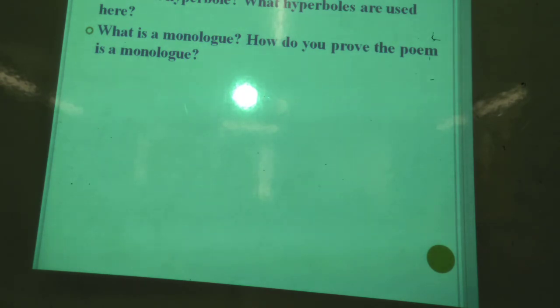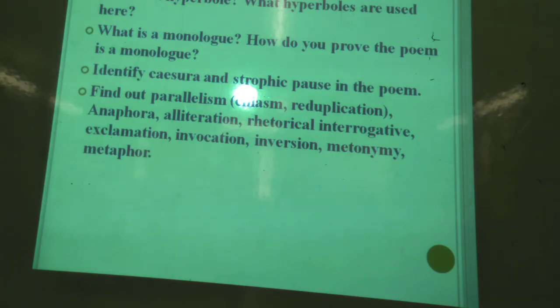Identify the caesura and pseudonymic pause. You may not be that familiar with this one. The last thing is parallelism, already we have mentioned. Reduplications, anaphora, alliteration, rhetorical questions. Then interrogative. What is the difference between interrogative and rhetorical questions? You know it. Interrogative means when you need an answer, but with rhetorical questions you need not answer. The answer lies in the question. Then exclamation and invocation. Invocation means what? To address someone else. To get the permission to pray to someone else. Here we have seen that they haven't prayed to anyone else, okay? And metonymy and metaphor. There is no metonymy, but there is a metaphor as well.